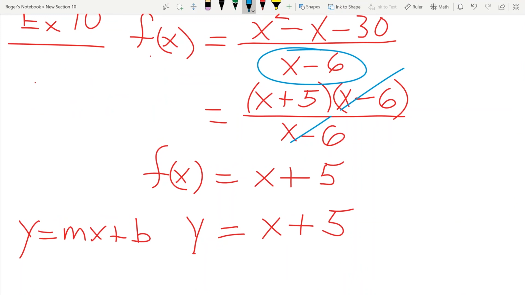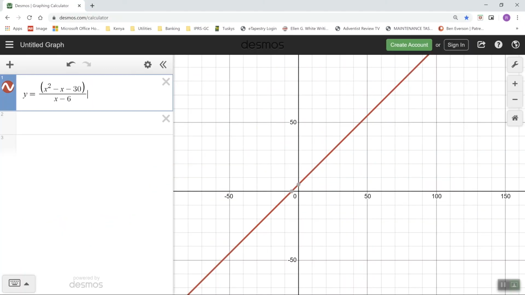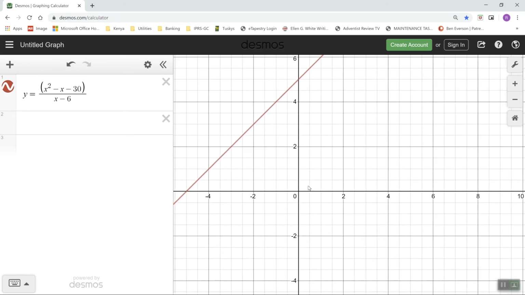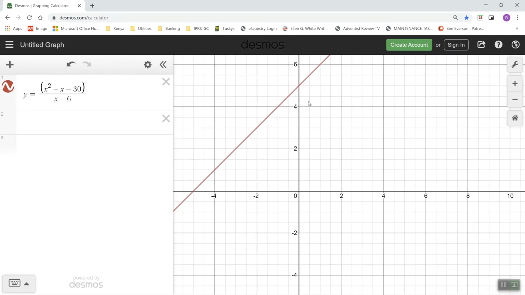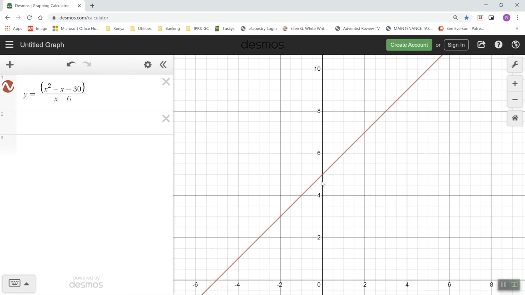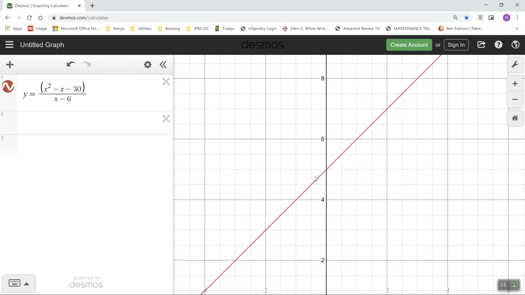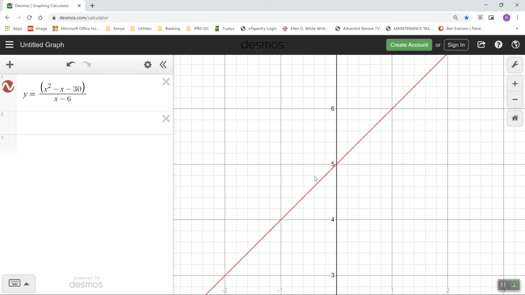So let's take a look at the graph and see what we have. I've already put it in here. X squared minus x minus 30 divided by x minus 6. Notice it is a straight line, just as we expected. The slope should be 1 and the y-intercept should be 5. So let's zoom in on this and see if we can get it a little closer to where we can see. What's the y-intercept right here? 5, isn't it? 4, 5, 6, 7, 8. So it is 5. I zoom in a little more, you can see it even better.